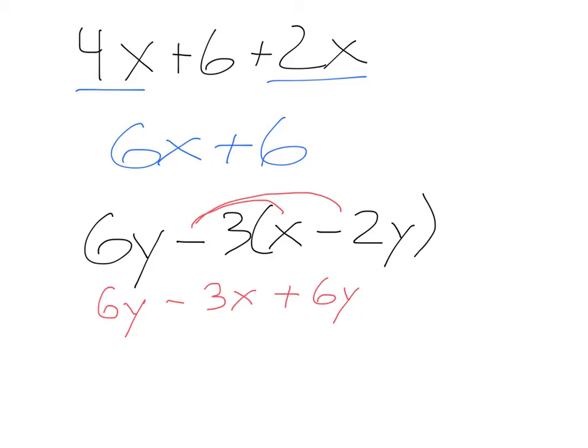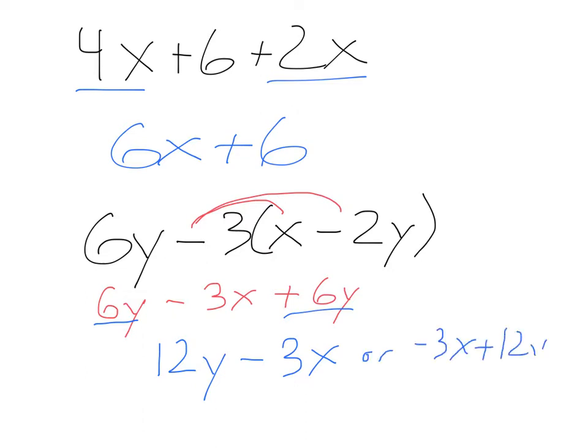But I'm not done yet, because I notice that the 6y and the 6y are like terms. I can combine those together to get 12y minus 3x. A lot of times people will say, write it in alphabetical order. So you could have put negative 3x plus 12y. Why is it negative 3x plus 12y? The negative sign in front of the 3 attaches itself, so it goes with it, and the 12 was positive.